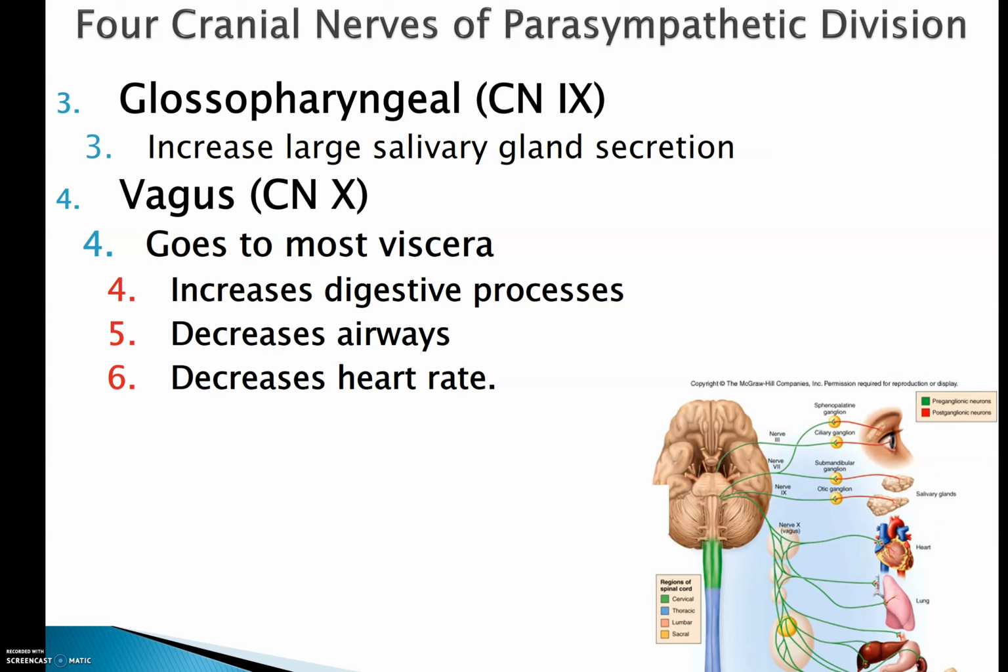Then the vagus. It goes to all of our viscera, the heart, the lungs, the liver, the pancreas, the upper part of the small and large intestines. So it influences digestive processes, decreases heart rate, decreases airway diameter.